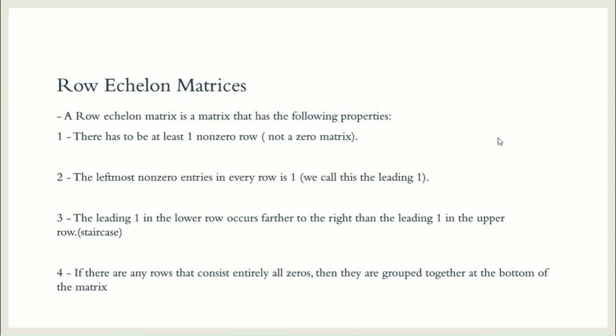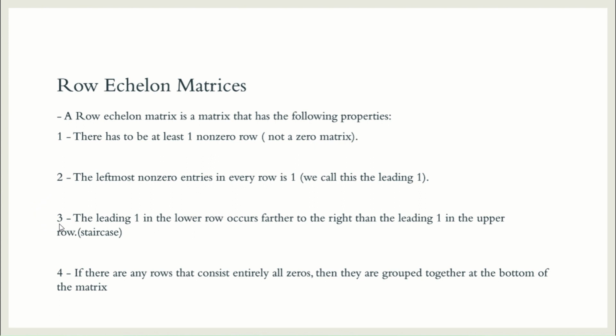Assalamu alaikum. Hello guys, I am Omer Yousif and we are going to talk about row echelon matrices, REM. The row echelon matrix is a matrix that has four properties. The first property is that it needs to contain at least one non-zero row. That means it must not be a zero matrix. The second property is that the leading entry in any row must be 1. The leading one is the leftmost non-zero entry.